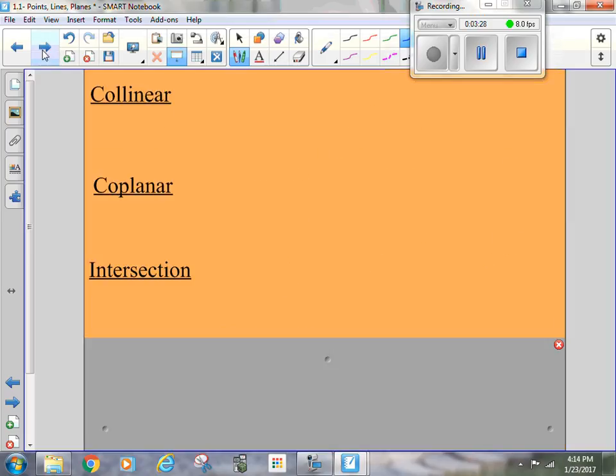So now we're looking at collinear. Collinear is 2 or more points that lie on the same line. So 2 or more points that lie on the same line. And notice collinear has line in it. Collinear. Collinear.